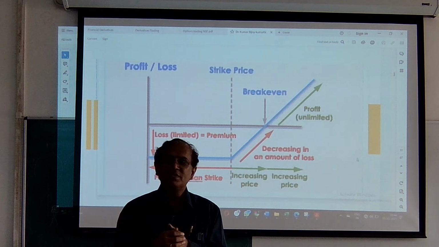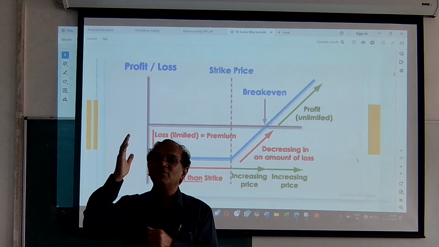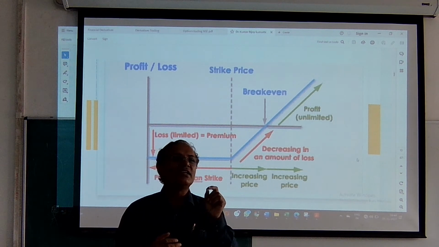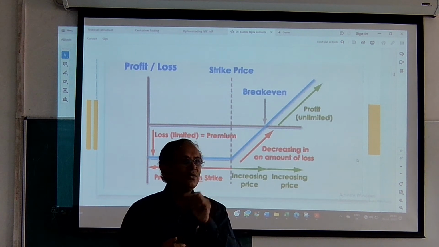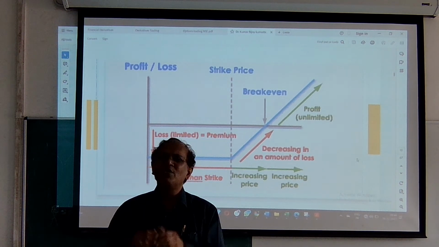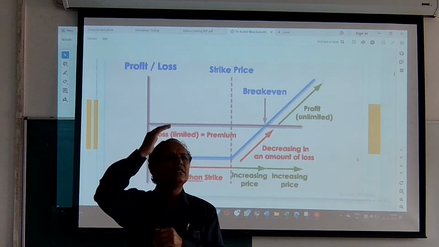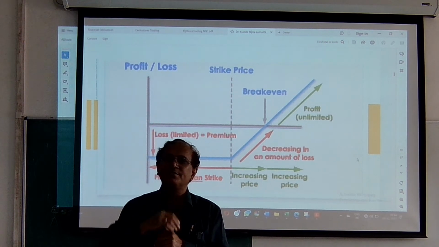The right approach to decide about the premium is to consider your expectation of the movement of the underlying price. Especially, we are talking about call options right now. How much could the price move? So you start thinking about what the extreme price movement could be. How much do you think?